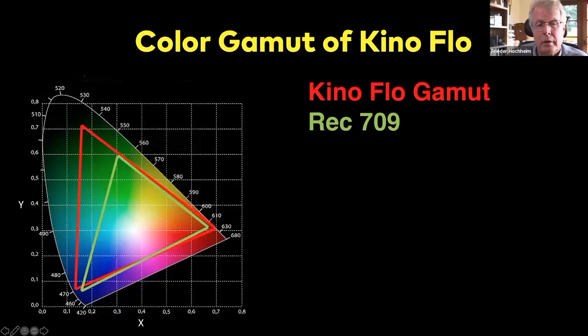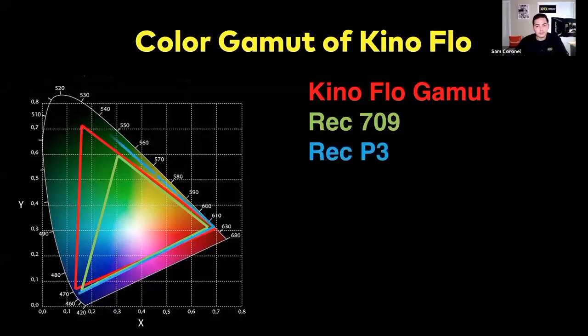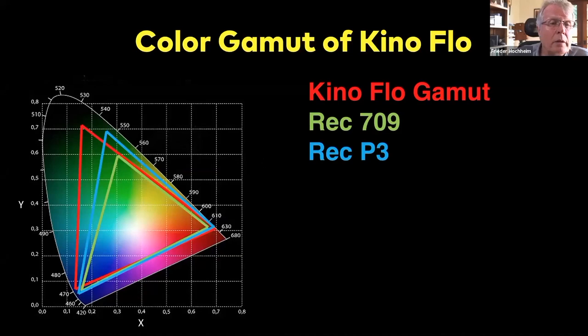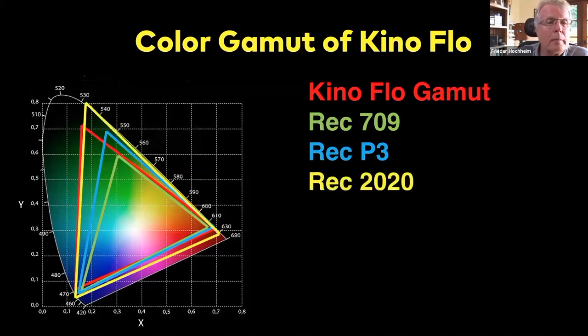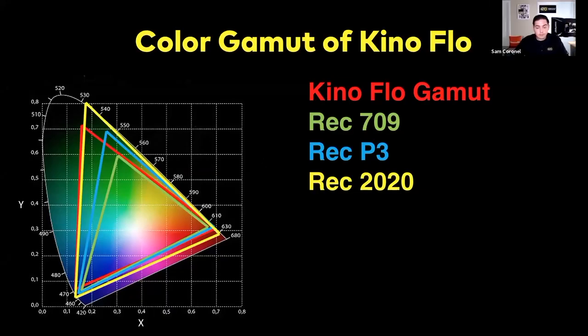So there's the concept of unexpected or unattainable expectations. If a director falls in love with a certain green that's out there, and 709 won't reproduce it, well, this is why. P3 is very close, there's going to be a little green offset there, and 2020. So there are going to be some things that we cannot fully reproduce in P3 and 2020.